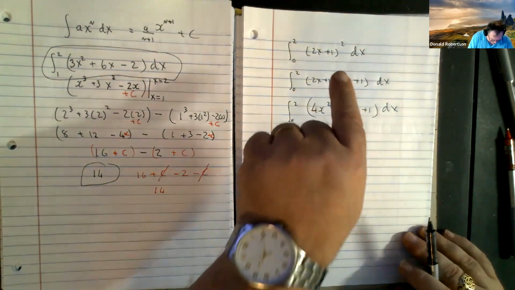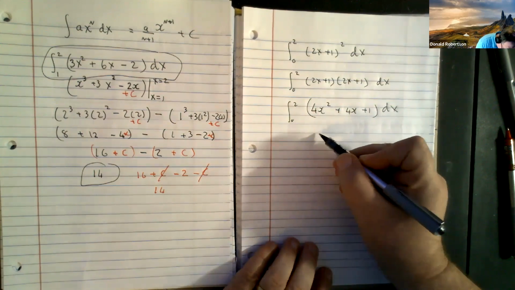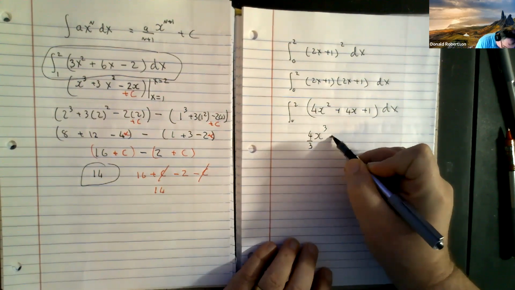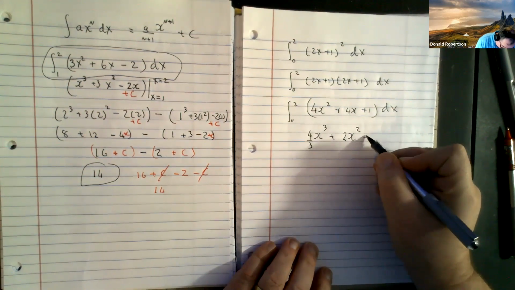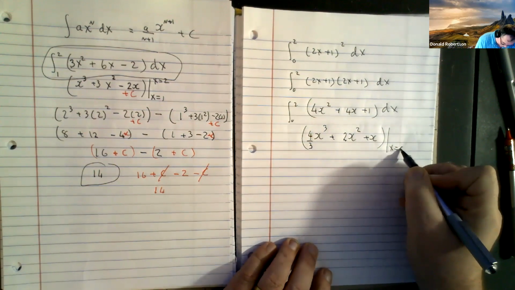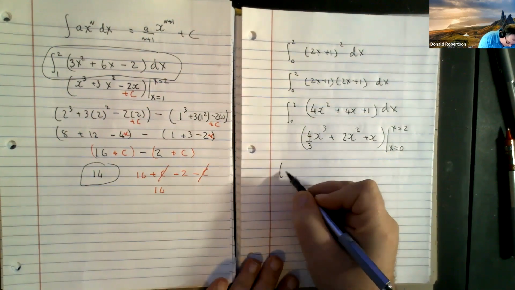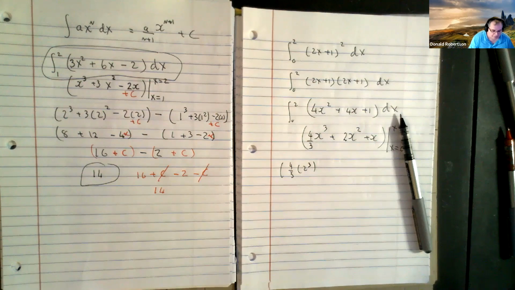Now, that is impossible to do as a power rule. This is add 1 to the power, divide by the new power. Add 1 to the power, divide by the new power. The number 1 gets you x. Plug in 2. So we have 4/3 times 2 cubed.